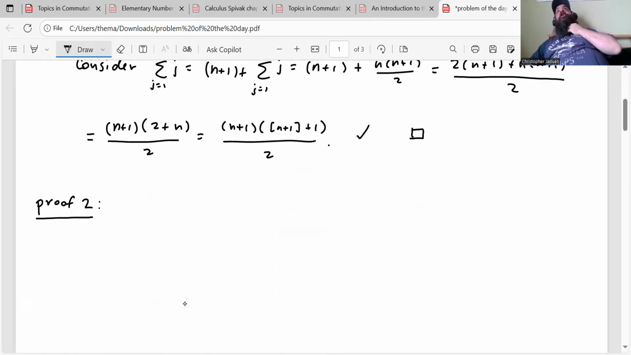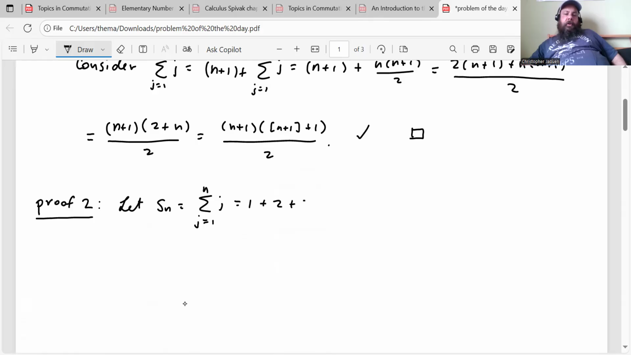Proof two exploits the fact that the sum is arithmetic. So what we can do is let Sn equal the sum, j going from 1 to n of j. This is 1 plus 2 plus 3 plus all the way up to n. That's what the summation is shorthand for, that long sum, right?